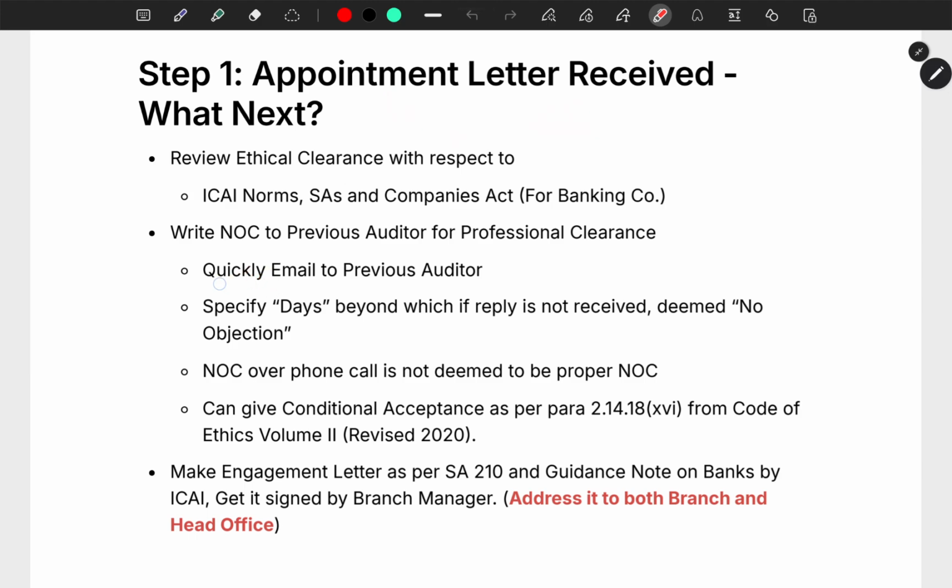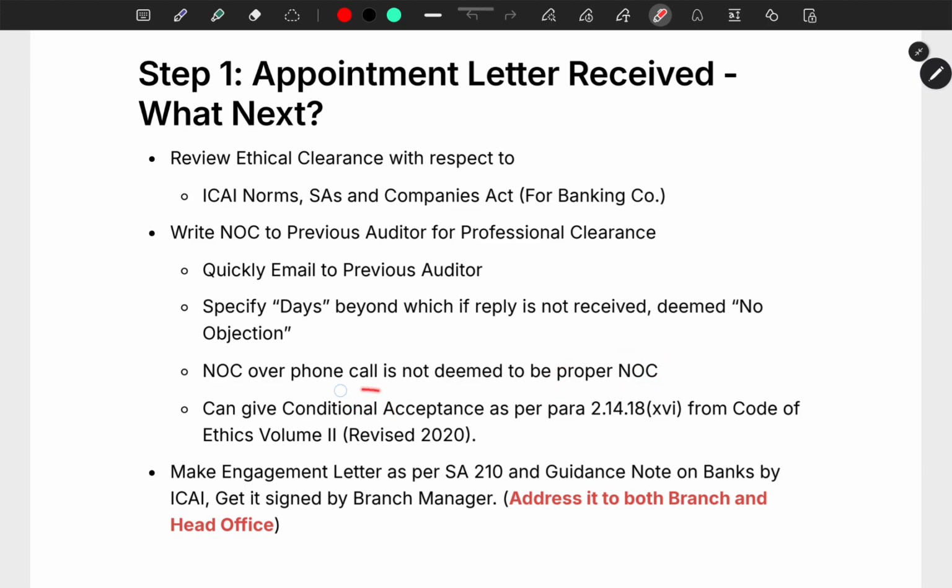So what you can do is email the previous auditor and specify the days beyond which, if the reply is not received, you will treat it as received, deemed no objection. But if the NOC is taken over a phone call, it is not considered a proper NOC. It's not a proper NOC.